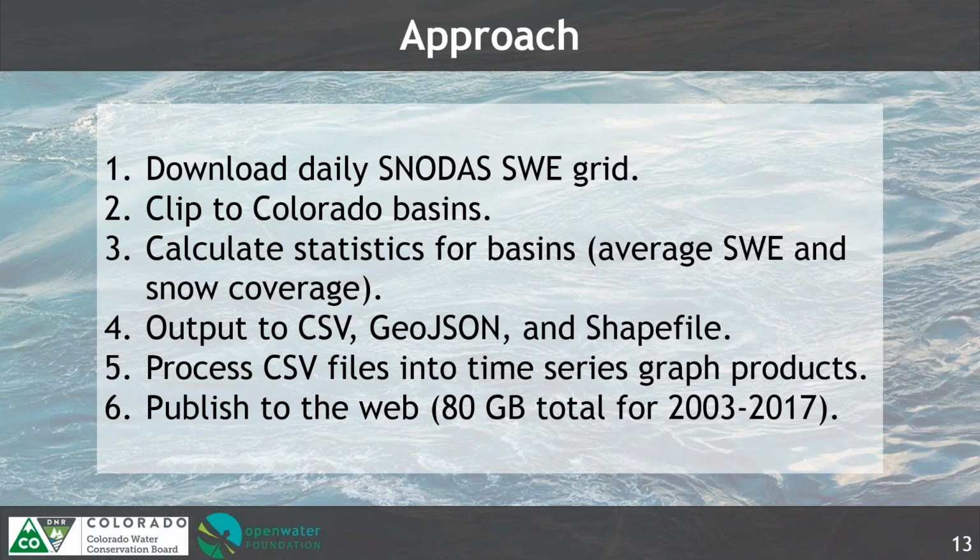The process first downloads the daily national SNODAS grid. It then clips the grid to the Colorado watershed basins. Zonal statistics are calculated for each of the basins, in particular the average snow water equivalents and the percent snow cover measurements. These statistics are then output into 3 formats: comma-separated values, GeoJSON, and shapefile. The CSV files are processed into time series graph products, and then all output products are published to the web.